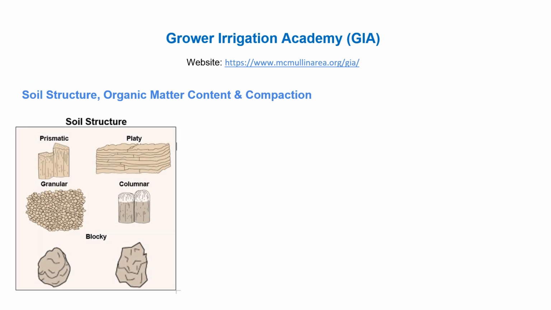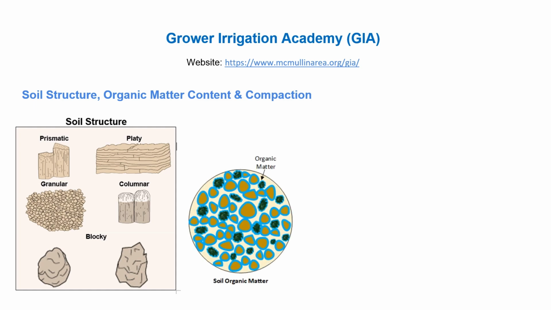Another factor is soil structure, which refers to the arrangement of soil particles into aggregates. Good soil structure with stable aggregates promotes soil water retention. Another important factor is organic matter content, which significantly influences water holding capacity by improving soil structure, contributing to the formation of soil aggregates, and increasing the amount of pore space within the soil.